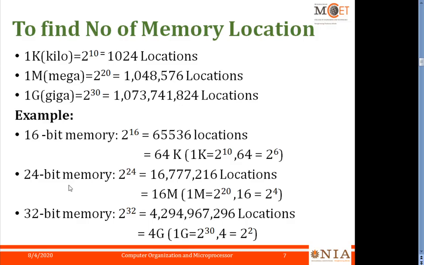Likewise, for a 24-bit address, we have 2 power 24. That can be split into 2 power 20 into 2 power 4. 2 power 20 is 1M and 2 power 4 is 16. So 1M into 16 gives us 16M. Likewise, for 2 power 32, we will have 4 giga. So likewise, we will find the number of memory locations in our memory based on the address bits.